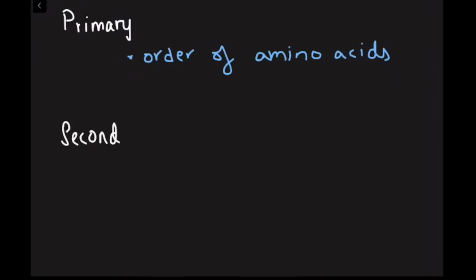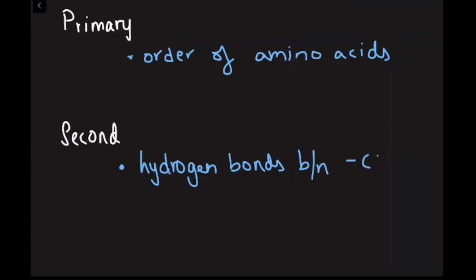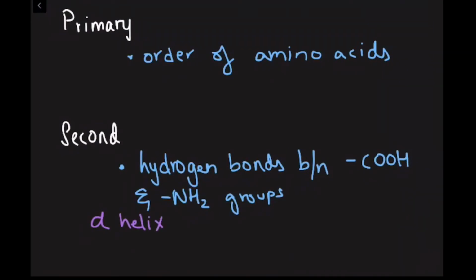Now moving on to the secondary structure. The secondary structure is basically the shape formed by a protein when hydrogen bonds are formed between the amine and carboxyl groups, between COOH and NH2. The hydrogen bonds cause the polypeptide to fold into different shapes. A common shape that is formed is called the alpha helix. This is sort of a spring-like structure.